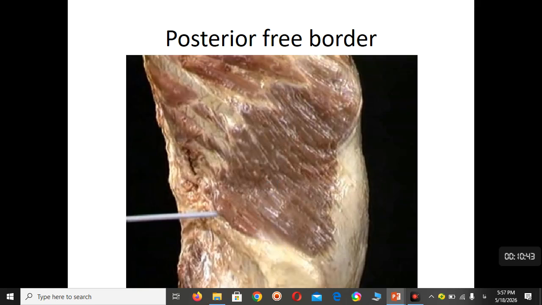I want this file not to be very long for upload for you. I end this file and I continue in another file, the anterior abdominal wall. Goodbye.